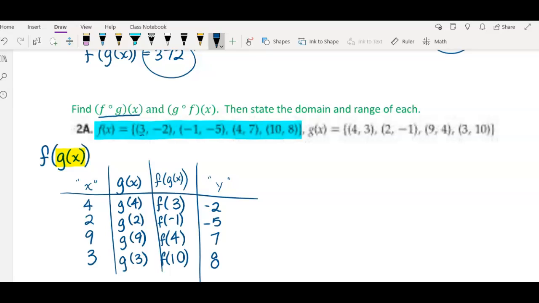So now if I want to state my answer, use that little squiggle bracket, and we're just pairing them up. X is 4, y is 2. At this point, we can kind of ignore these middle two columns of our chart. 4, negative 2. 2, negative 5. 9, 7. 3, 8.